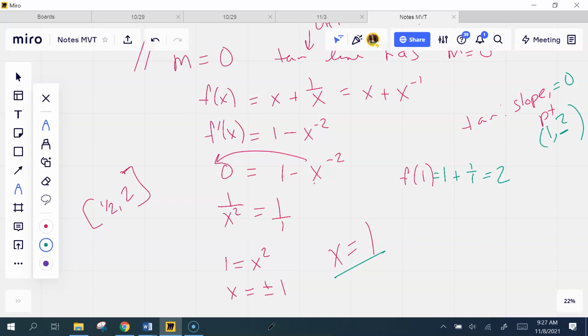Now write the equation of the line with a slope of 0 through the point (1, 2). So y minus 2 equals 0 times (x minus 1). So it's just y equals 2. This tan line and the secant line, do they have the same slope? Yes, they're both horizontal lines. Horizontal lines all have the same slope. One of them's a secant line and one of them's a tan line.